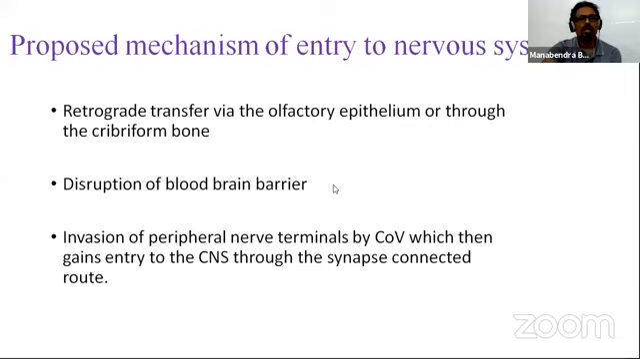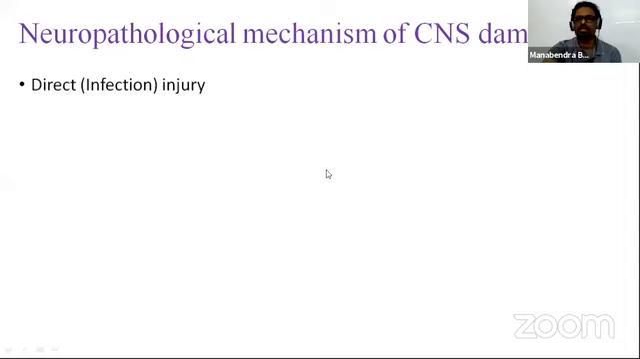Now, after gaining access to the nervous system, what is the neuropathological mechanism? How does it damage the central nervous system or the peripheral nervous system? Damage can be caused by direct infection and injury. It can occur not only in the CNS, but also in the peripheral nervous system and the muscular system. This virus can cause injury to the sites it can access.